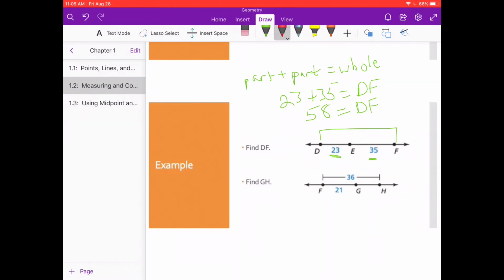All right, let's look at the second one. Finding GH. So here's what we're looking for. This time we're looking for one of the parts, so let's fill in what we know. So we know one part is 21, plus the other part, GH, we don't know, is going to give us the whole, which is 36. Go back to Algebra 1 to solve equations, so minus 21, minus 21. So that means GH has to be 15.